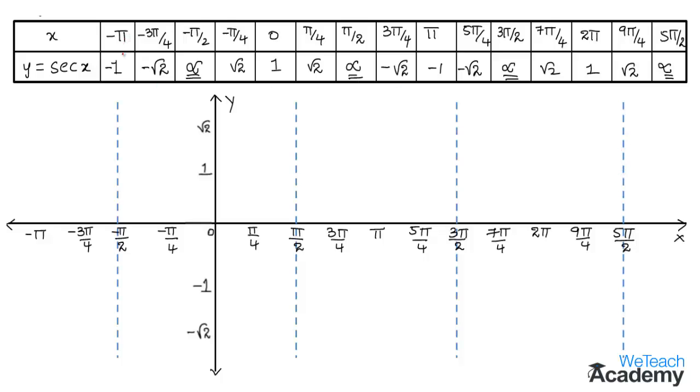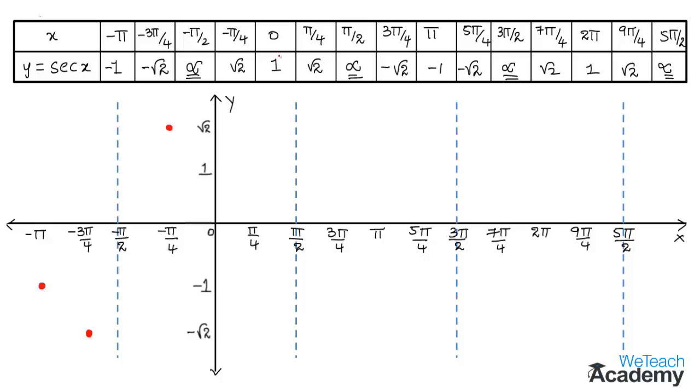So here at x equal to minus pi, the value of y is minus 1. So here we get a point where minus pi and minus 1 intersect. And then we have minus 3 pi by 4 comma minus root 2. So here we get a point where minus 3 pi by 4 and minus root 2 intersect. Then we have infinity as the value of y, so we have already drawn a line there. And the next ordered pair is minus pi by 4 comma root 2. So here we get a point where minus pi by 4 and root 2 intersect.